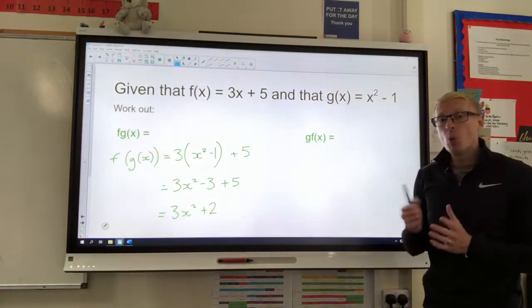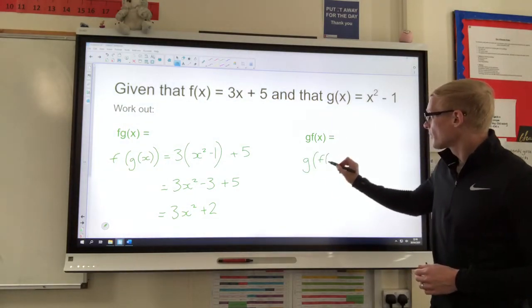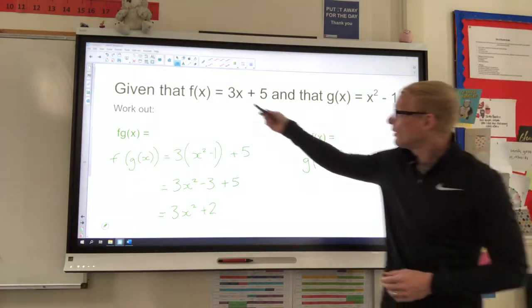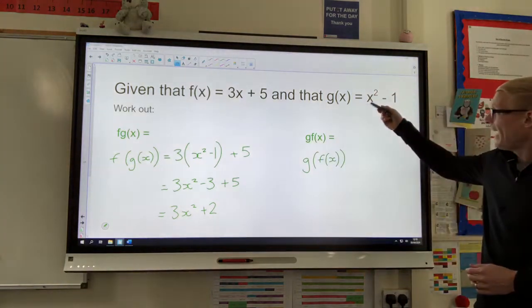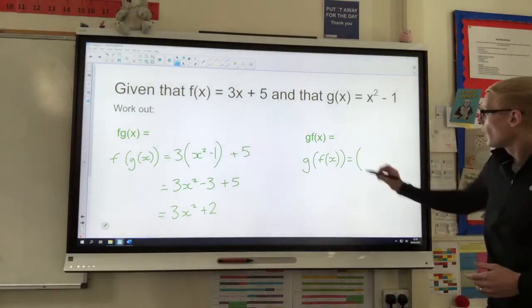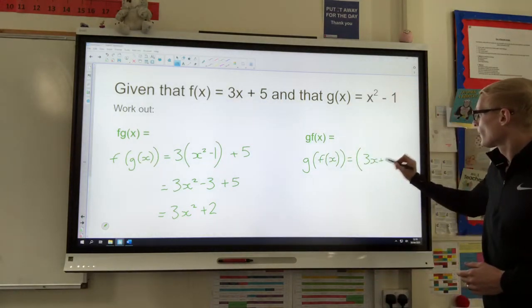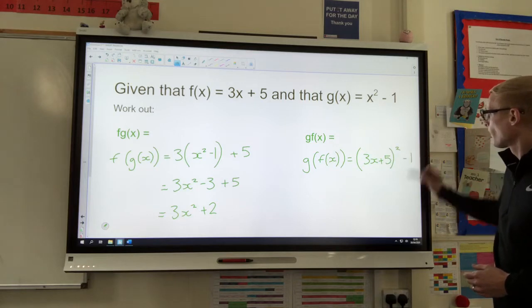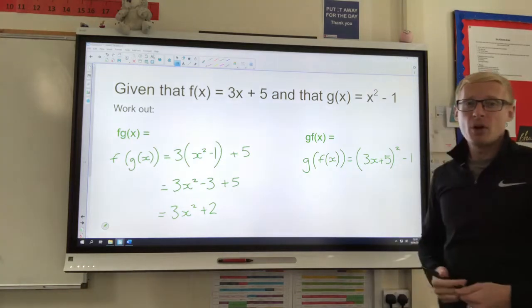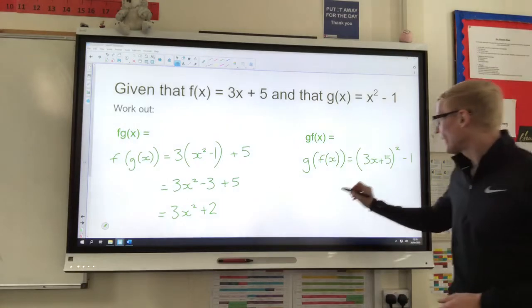Now, as I said, the order is important with this because this is g of f of x. So what we're doing here is we're putting f of x, this function, into where we see x in g. So this is going to be replacing x with this function. It's going to look like that. Now again, we're going to need to expand and simplify those brackets. Now we can't just square this and square this. We've got to use 2 brackets properly.